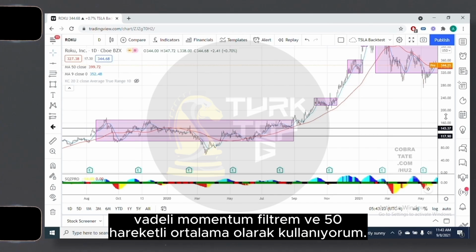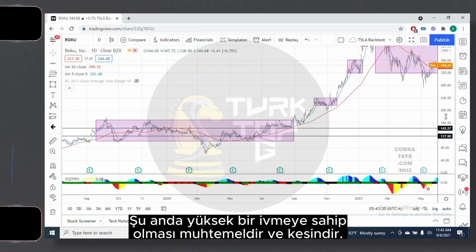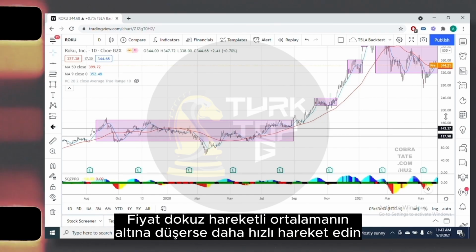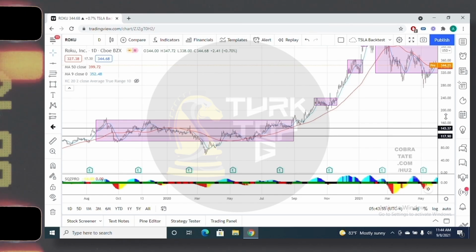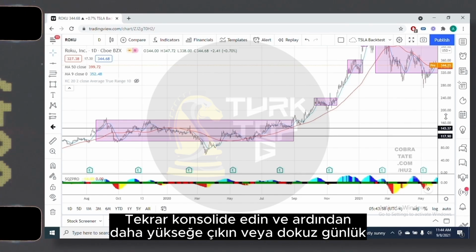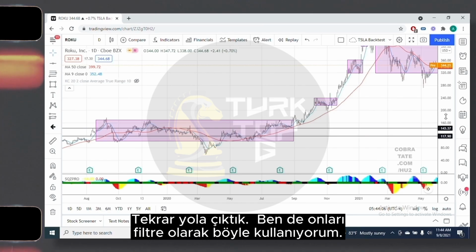The 9 moving average is my short-term momentum filter, and the 50 moving average is my medium-term momentum filter. If the price is above the 9 moving average, it's likely that it has high momentum right now and it should move higher fast. If the price falls below the 9 moving average, that means the short-term momentum is dying down, in which case it might need to chop around for a bit, consolidate again, and then go higher, or it recovers the 9-day moving average within a day or two, and in that case we are off again. So that's how I use them as filters.